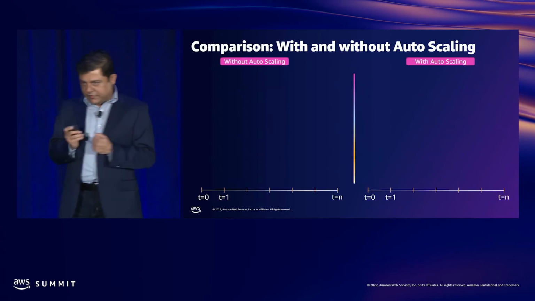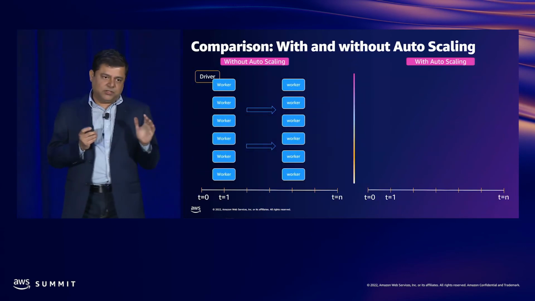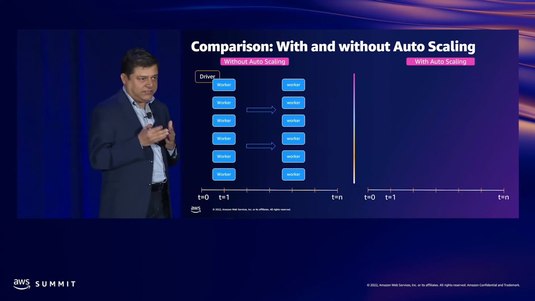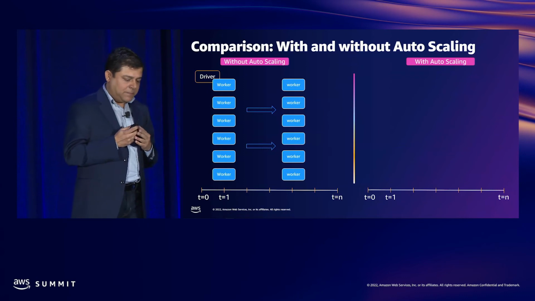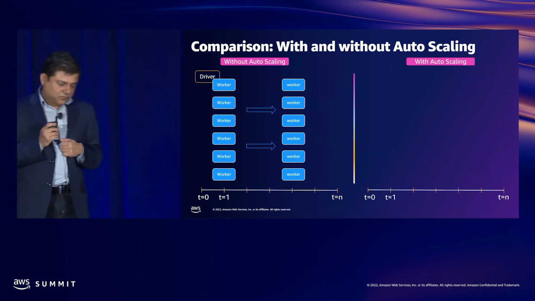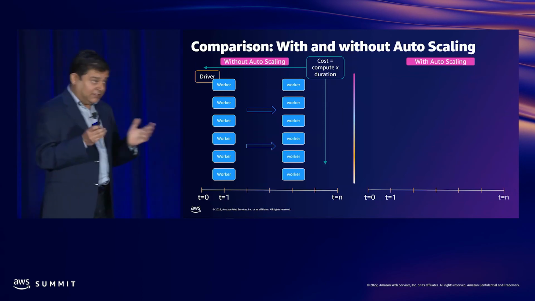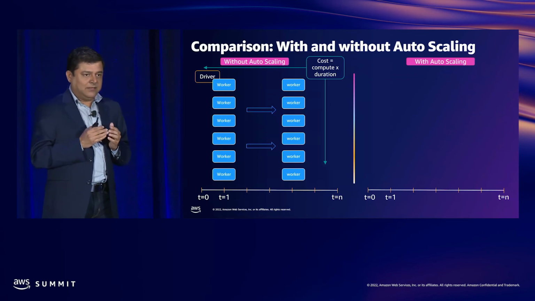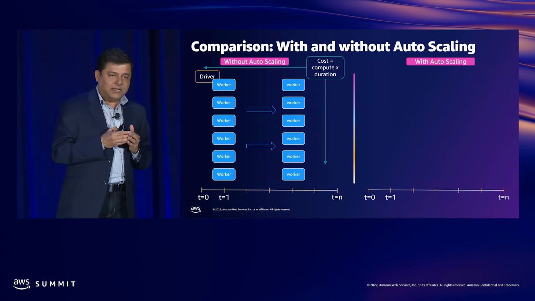So now let's look at what happens with and without auto scaling. Without auto scaling, Glue will provision the required workers, and those workers will stay constant throughout the duration of the job. With auto scaling, and in this case, the cost of your data integration job is a function of compute times the duration.